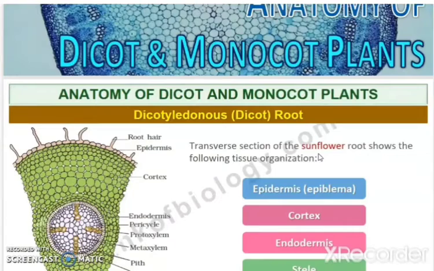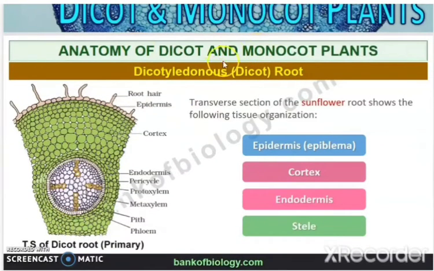So now let us move on to the topic. If you take the case of the dicotyledonous root, we will be first learning about the root portion. We will see what the different types of tissues seen in the root portion are, and first we will be learning about the dicot root, and then we will learn about the monocot root. So you can see the TS, that is the transverse section of the dicot root or the primary root. Okay, if you take the transverse section of any plant, this is the example of the sunflower root portion.